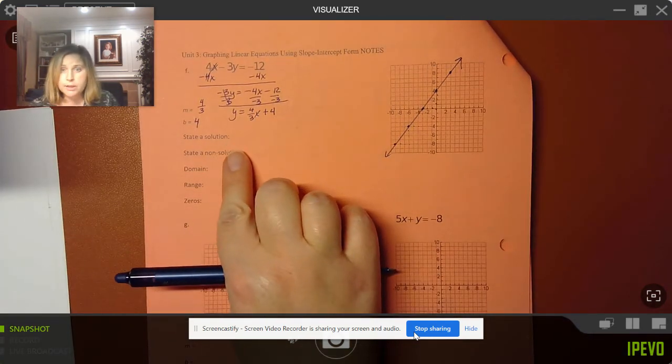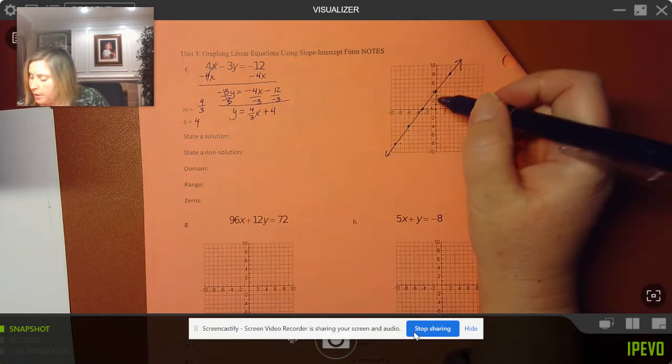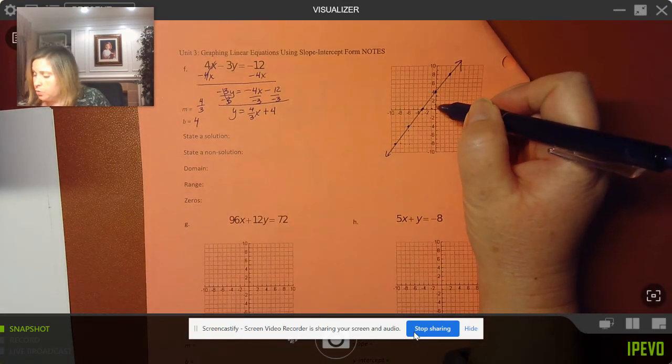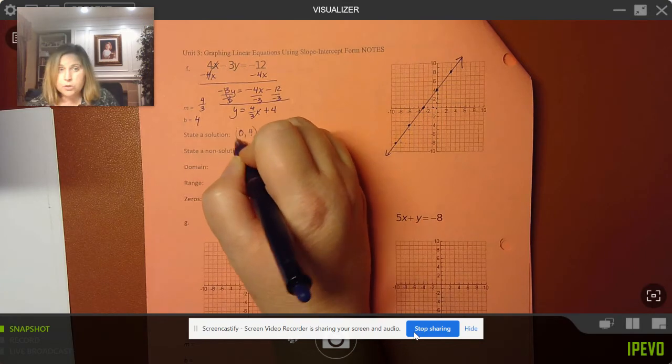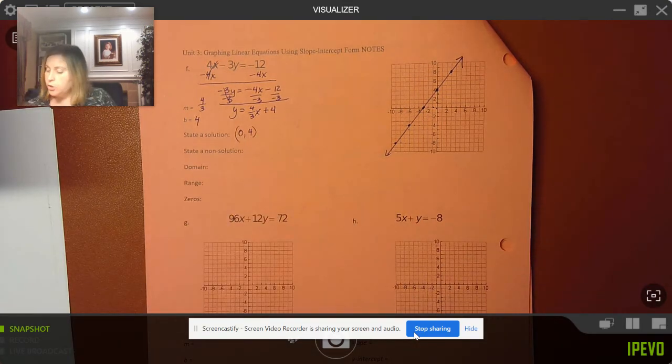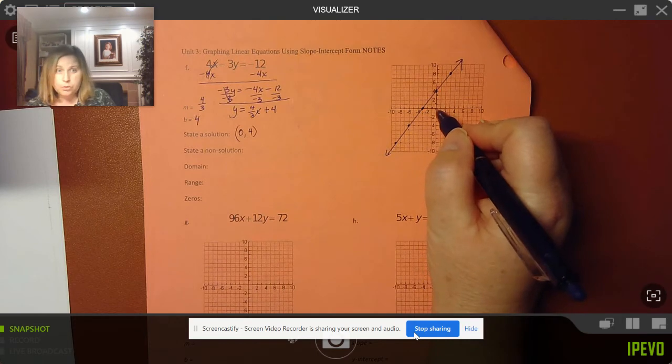State a solution and state a non-solution. I'll use my y-intercept, so (0, 4) for a solution. And for the non-solution, I'm just going to choose the origin, (0, 0). My line does not go through the origin.